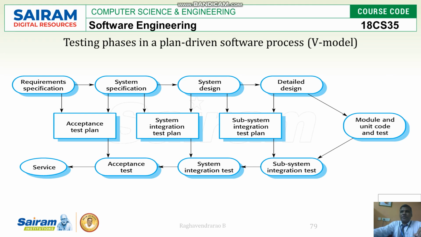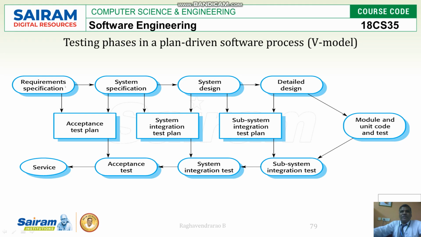In the plan-driven process, this is called the V model because, if you see the diagram, it depicts a V. Because of that it is called the verification and validation model, at every stage. It shows how the testing phases are going to be there in a plan-driven software process. Here, first is the requirement specification, then system specification, system design, then detailed design.